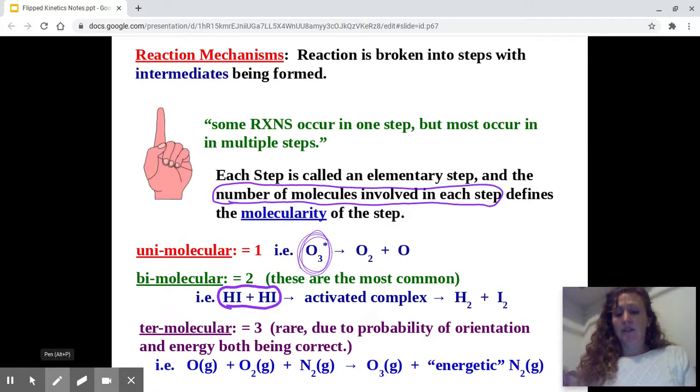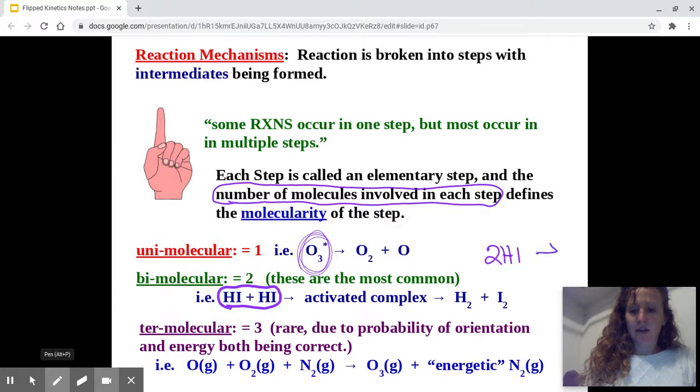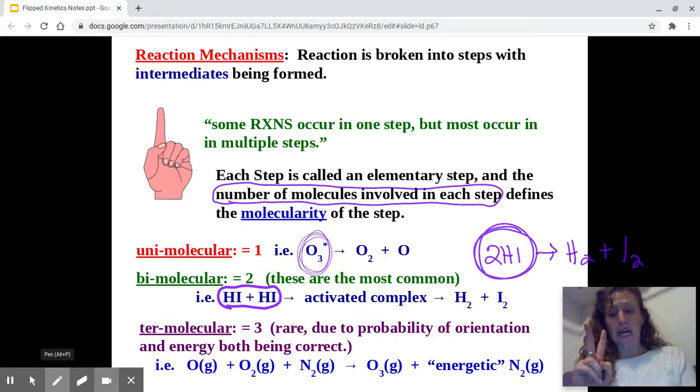So if you have something like that, we would not normally write it like this. We would normally write it like 2HI goes to H2 plus I2. Because there's 2 reactants, even though they're the same reactants, there's still 2 molecules that have to collide in order for this reaction to proceed forward. Okay, that'd be a bimolecular step.